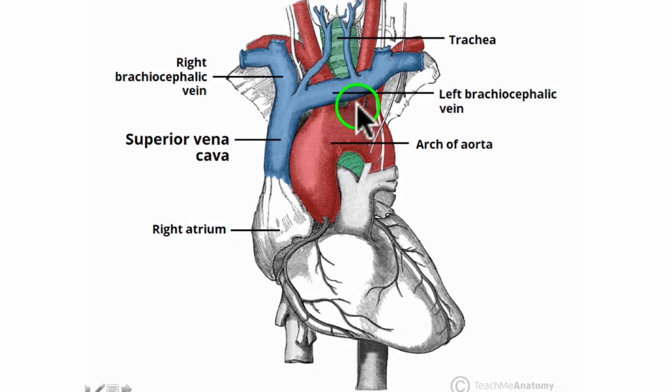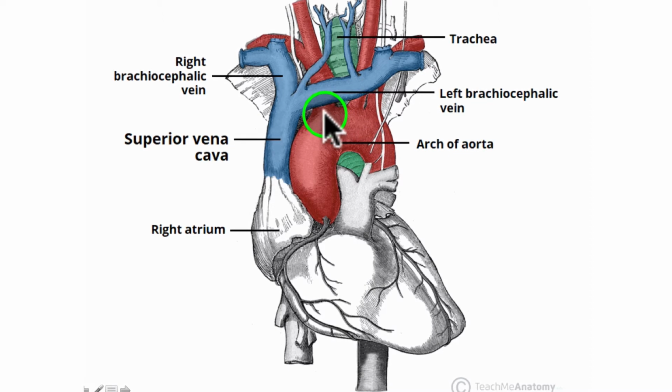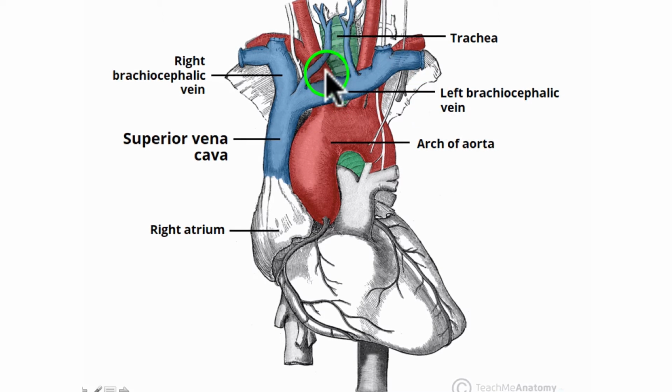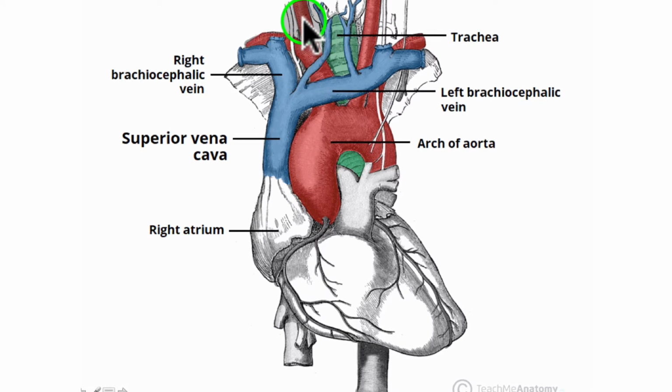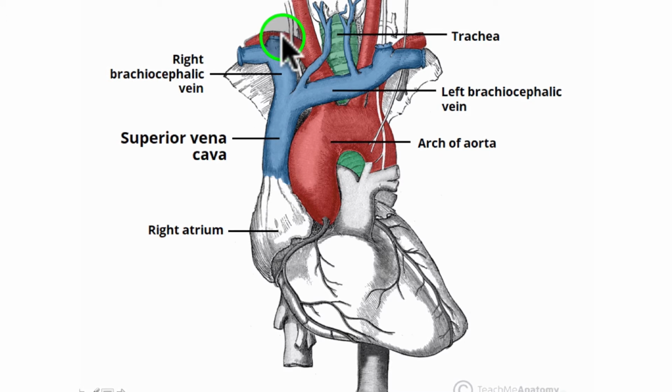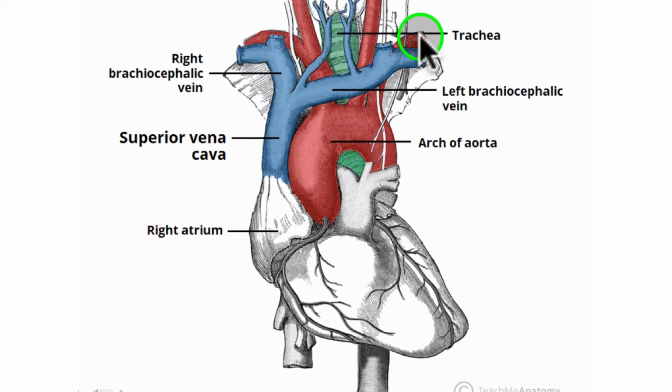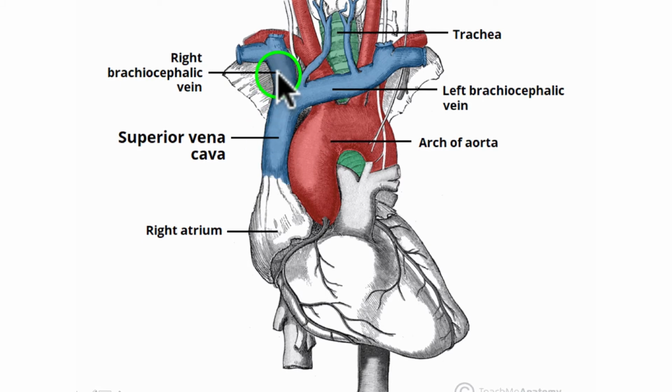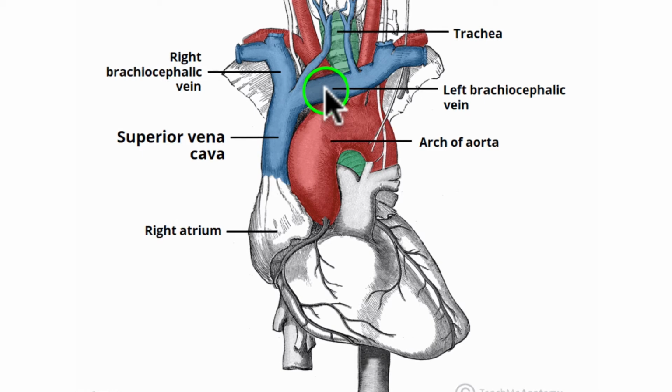That is to say, we have a left common carotid here, but we do not have the right common carotid coming off the aortic arch. To find the right common carotid, we need to proceed along the brachiocephalic artery until it splits into the right common carotid artery and the right subclavian. So we have the right subclavian, right common carotid, left common carotid, and left subclavian. Superior vena cava has the right and left brachiocephalic veins dropping into it.